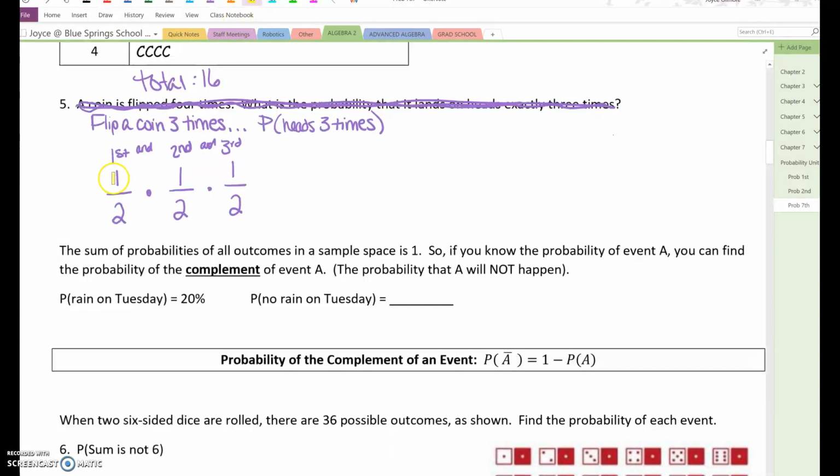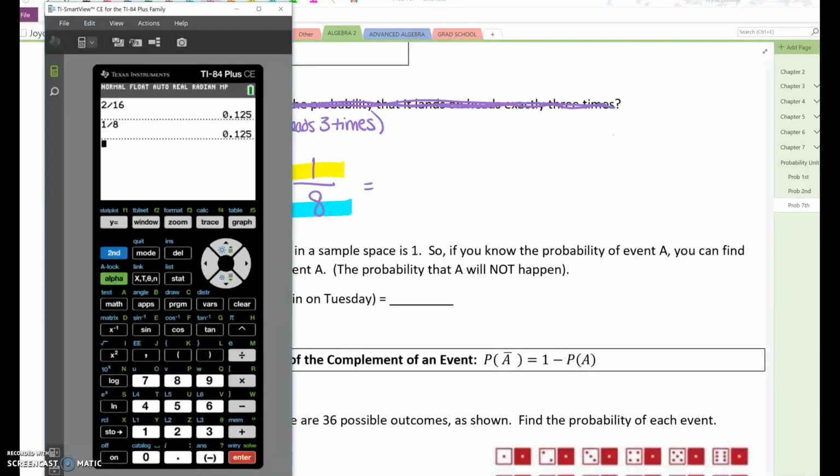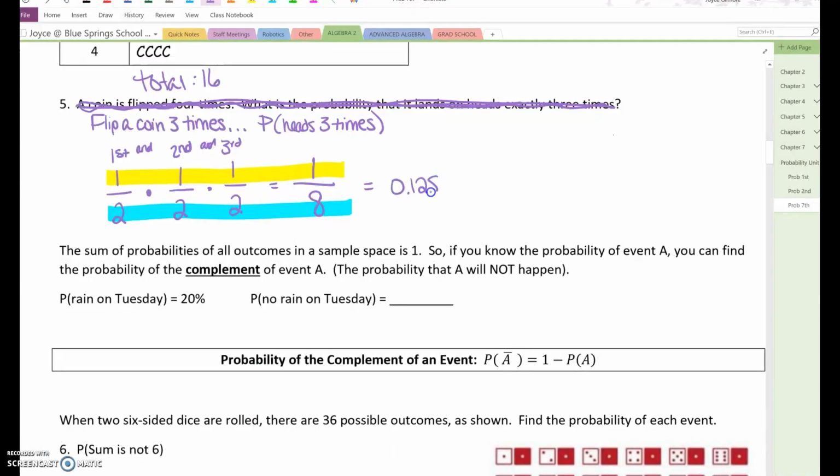And when you're multiplying fractions, you multiply straight across the top and straight across the bottom. So, what is 1 times 1 times 1? 1. What is 2 times 2 times 2? 8. 2 times 2 is 4. 4 times 2 is 8. So the probability that you get heads 3 times is 1 out of 8. And if we write 1/8 as a decimal, 1 divided by 8 is 0.125, which is 12.5%.